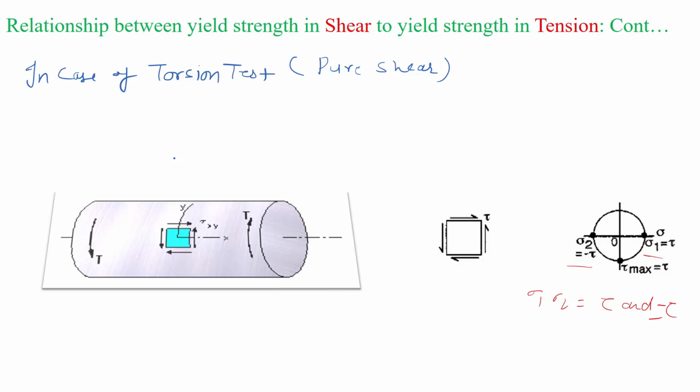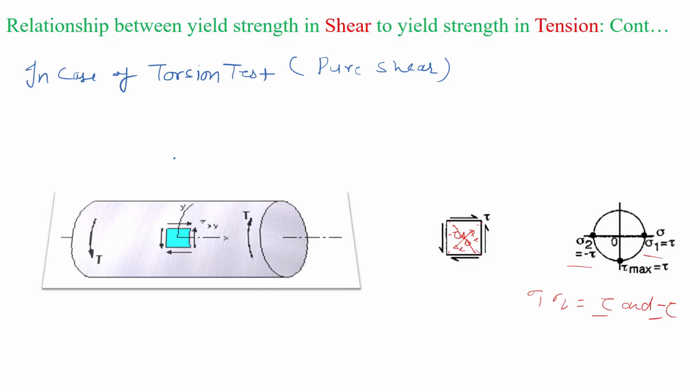If we draw this diagonal, along this diagonal there would be a tensile stress, positive tau, because tensile stresses are written as positive. And along this diagonal there would be a compressive stress, sigma 2, which is minus tau. So in the pure shear stress case, the principal stresses are tau and minus tau.